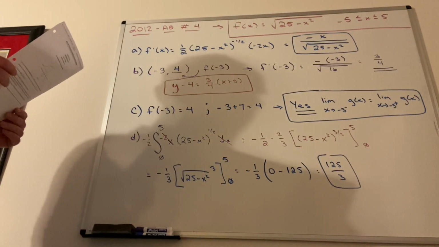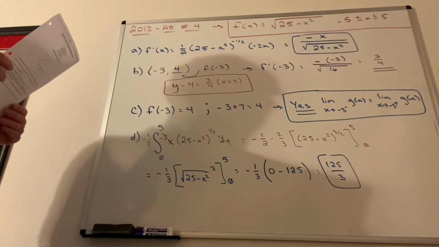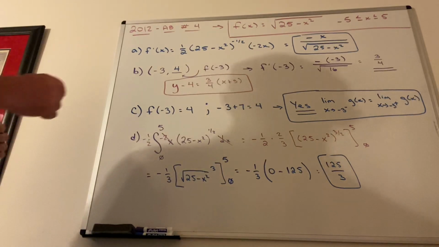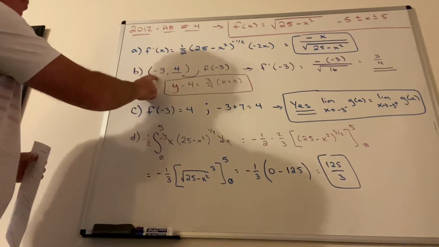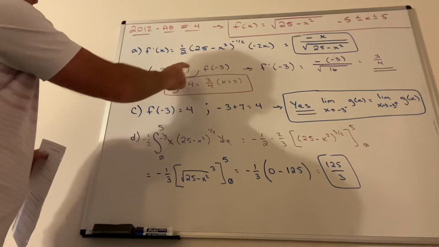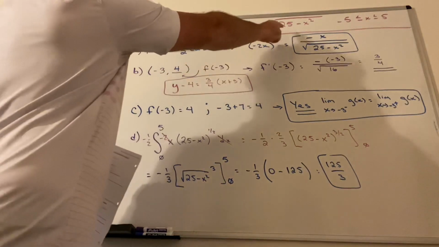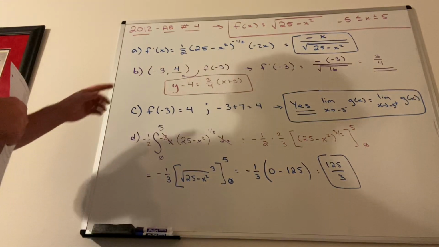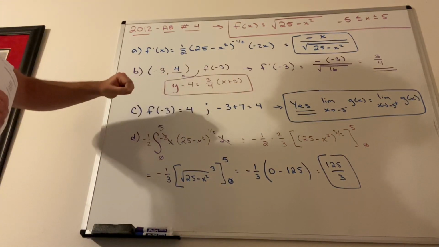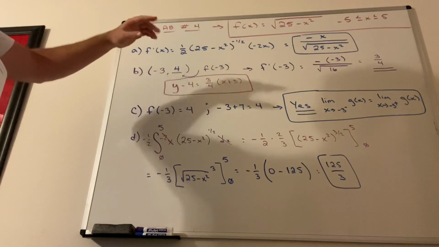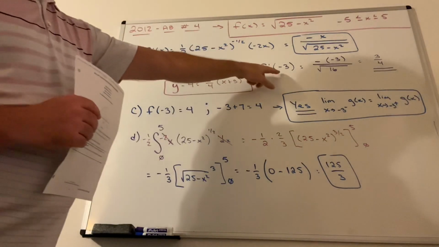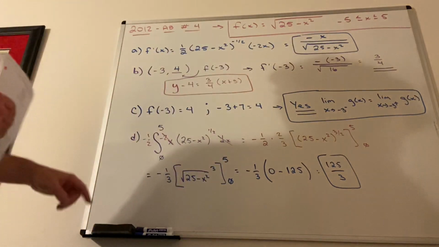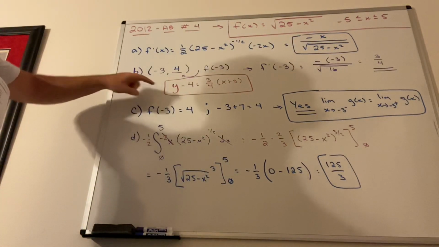Part B says to write an equation for the line tangent to the graph of f at x equals -3. So you need a point and a slope. There's -3. My y value comes from plugging -3 into my function right there. -3 squared is 9. 25 minus 9 is 16, which square roots to 4. Okay, you need a slope. Well, you just derived it. So you're just plugging -3 into your derivative and you get 3/4. And then there's your line: point and slope.